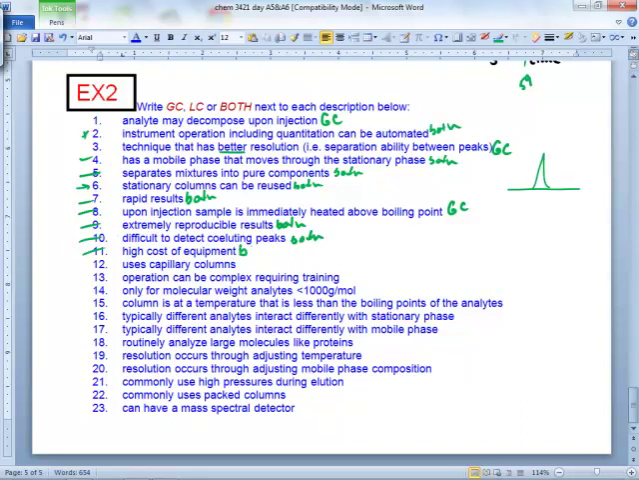Uses capillary columns, John. GC. Operation can be complex and require training, Nyla. I think so. They haven't got that simple. Only for molecular weight analytes bigger than 1,000 grams per mole. What would you guess there, Miranda? She guessed right. LC. Why?